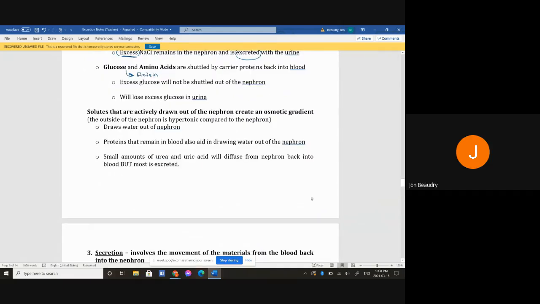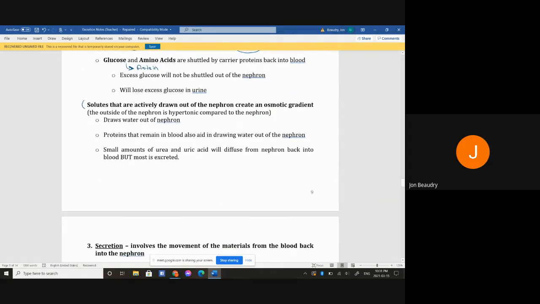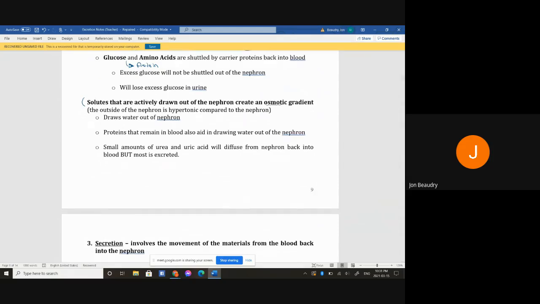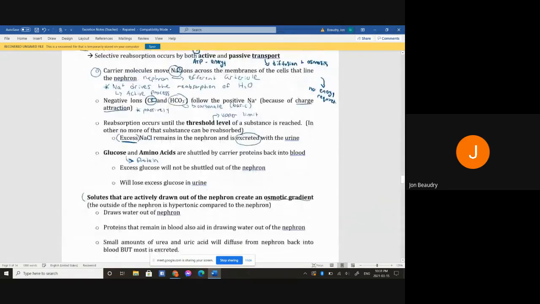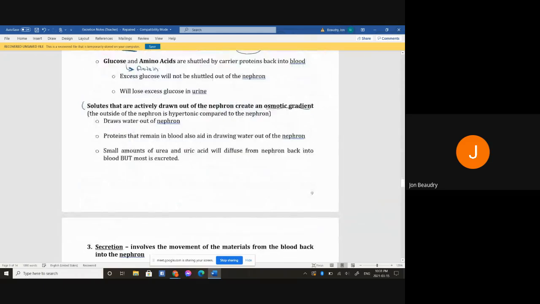Okay. Now, the last little bit that we're going to talk about is this portion right here. Solutes that are actively drawn out of the nephron create an osmotic gradient. And think back to up here where I talked about sodium driving the reabsorption of water. This is what I'm talking about right here. So, if I shuttle out sodium ions, if they leave my nephron, the outside of my nephron is going to be what I call hypertonic.